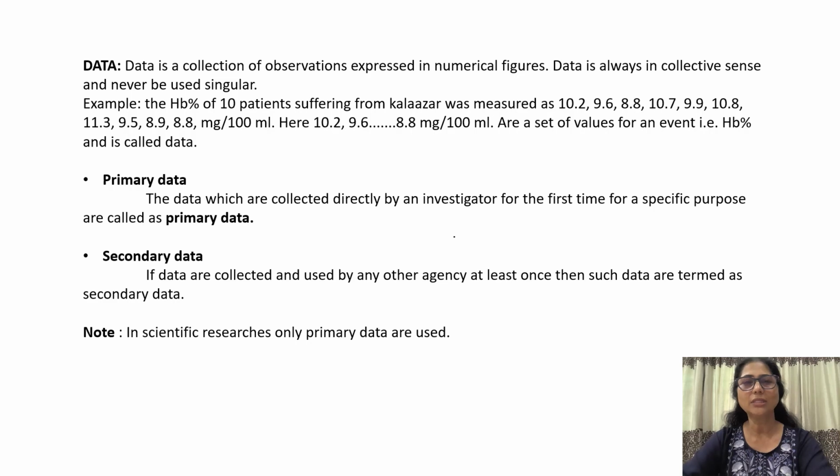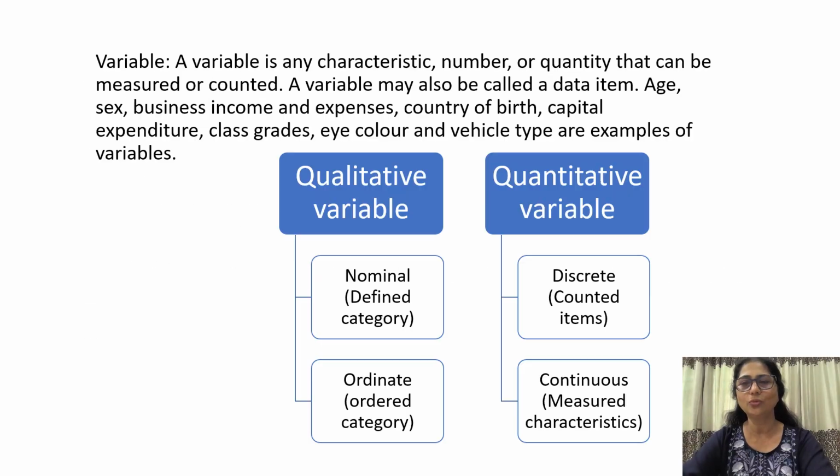The second one is secondary data. If the data is collected from other agencies, like a library with lots of books in which values are described, we can use that as a reference, and such data is called secondary data. In scientific research, only primary data is used or can be generated.